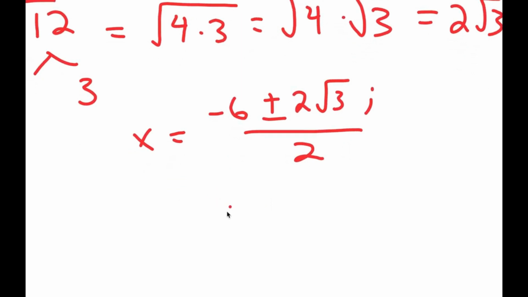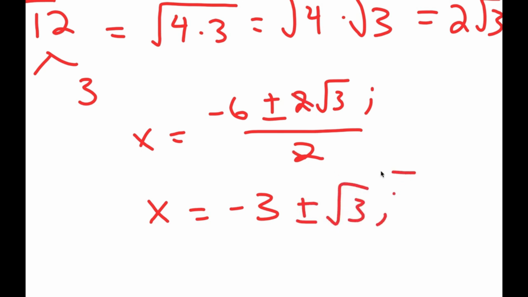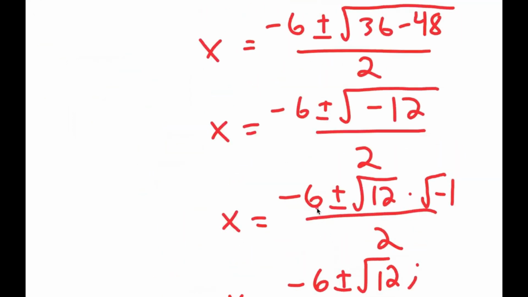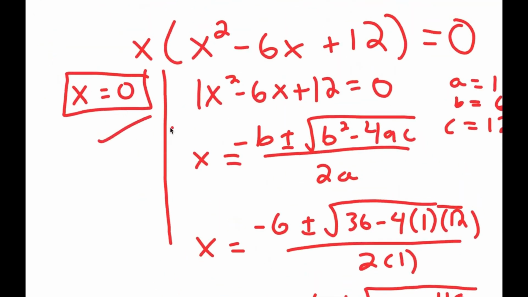Now if I divide my terms here by 2, I get x is equal to negative 3 plus or minus, these two cancel out, the square root of 3 i. So my three solutions are x is equal to negative 3 plus the square root of 3 i, x is equal to negative 3 minus the square root of 3 i, and x is equal to 0.